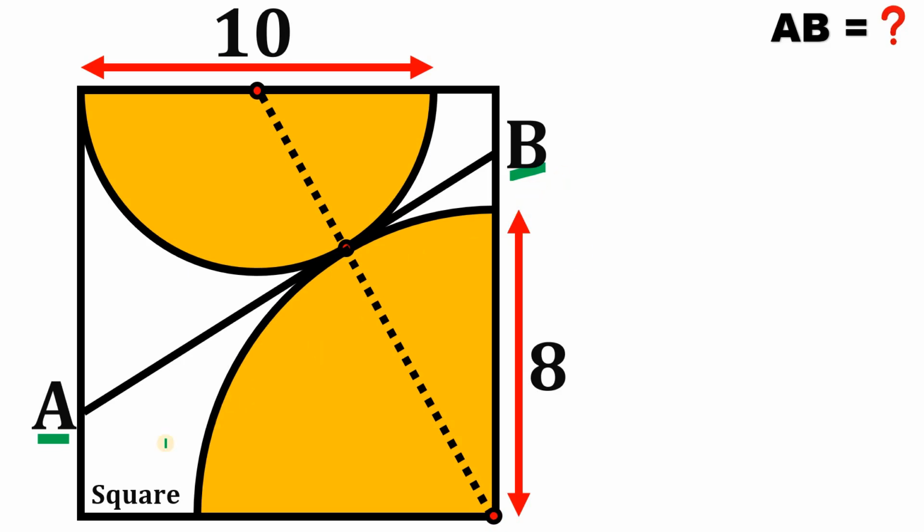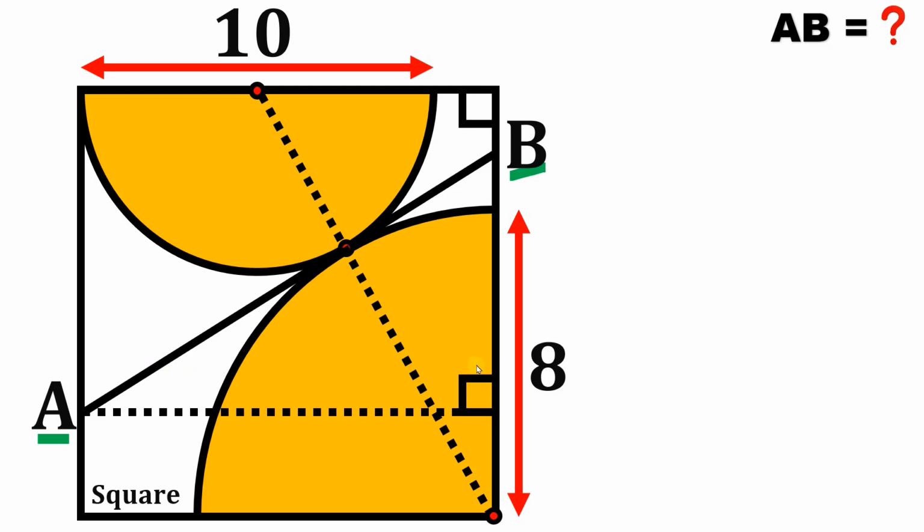And now, to find the value of AB, from this point A, let's draw a perpendicular line directly to this side of the square. Take note, this is perpendicular, so we have here 90 degrees, and also this is 90 degrees. To find the length of segment AB, we need to prove that these two right triangles are congruent. If they are congruent, then we can easily find the value of segment AB.